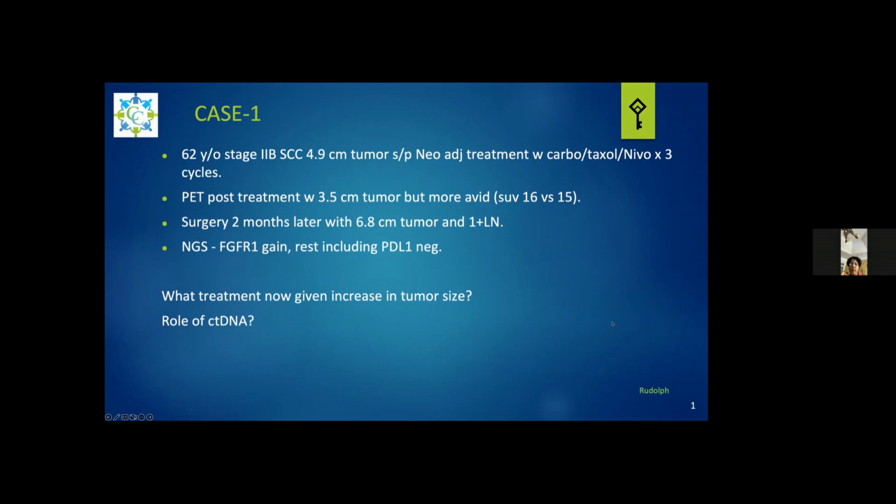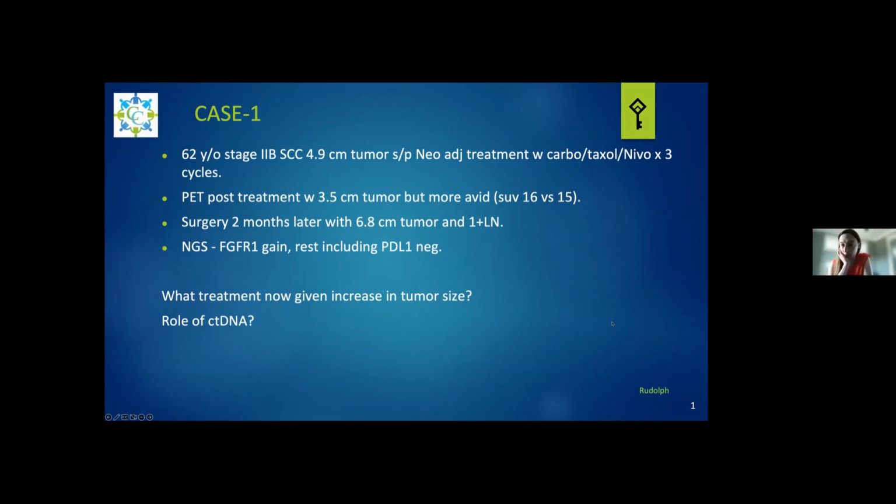His NGS panel didn't really show much. FGFR1 gain was about all he had, but nothing actionable. The question really is what to do at this point. The clinical trial allows you to do more treatment if needed, but I'd love to know your thoughts and how to incorporate ctDNA at this point.